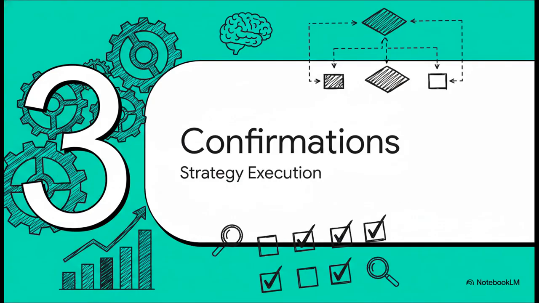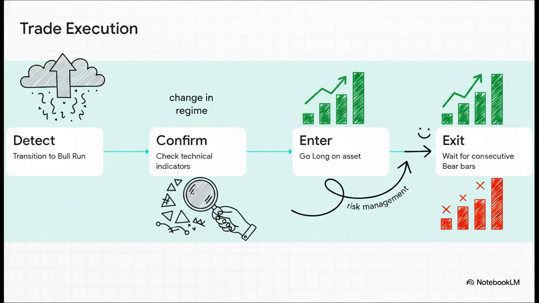Let's get into Section 3, Strategy Confirmations and Execution. The absolutely crucial point here is that this system triggers on changes in regime, not ongoing bars. It's transition triggered. The system waits patiently until the math detects a brand new transition from a bear or neutral state right into a bull run. Once it detects that shift, it checks a scorecard of technical confirmations. If those pass, it enters the trade.